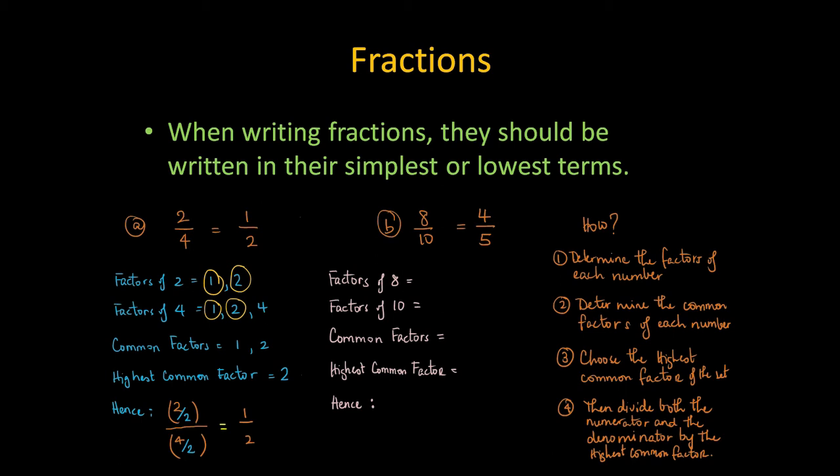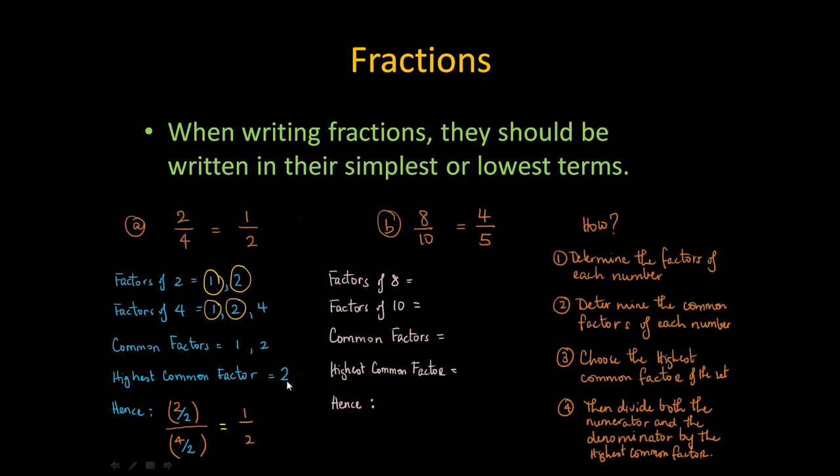So the factors of 2 are 1 and 2, meaning these two numbers, if you multiply them together, will bring back the number 2. And factors of 4 are 1, 2, and 4, meaning that 1 times 4 will bring back 4, and 2 times 2 will bring back 4. Since 2 is being multiplied by itself, we just write it down once. The common factors here are 1 and 2. Of the two common factors, the highest common factor is 2.